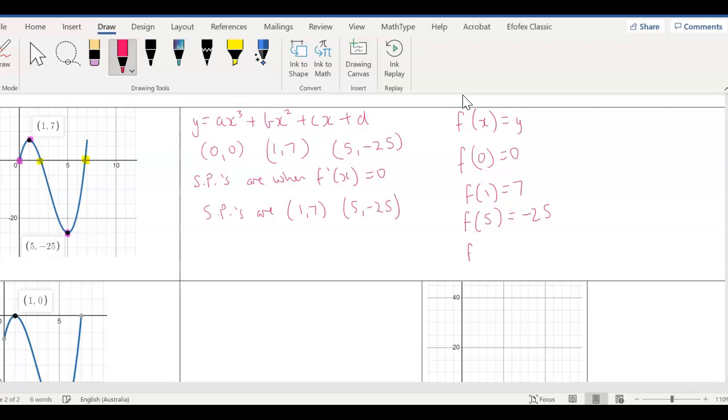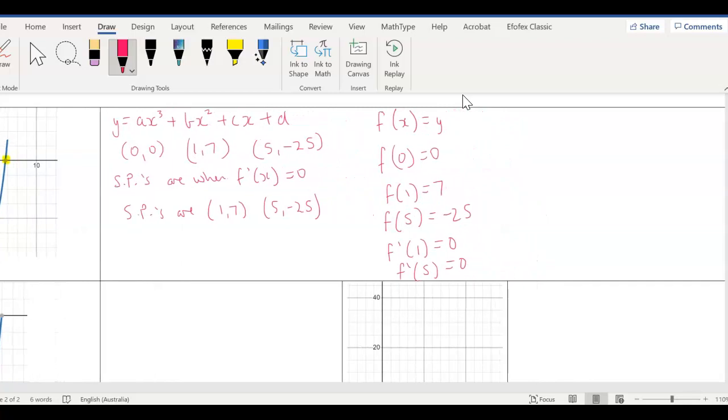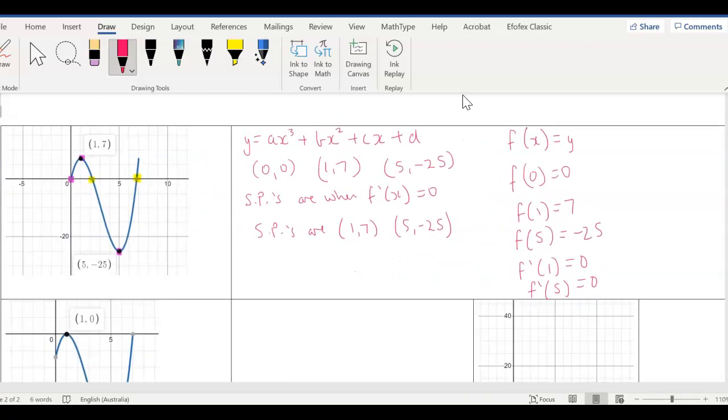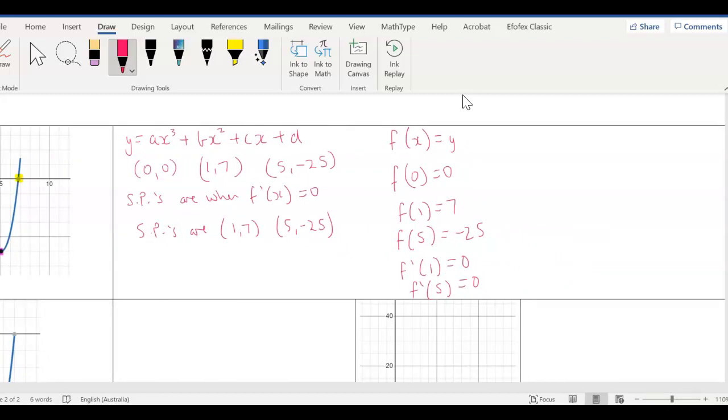Now for your derivative, f dash of 1, so when x equals 1, your gradient is 0, and when x is equal to 5, your gradient is equal to 0. For these stationary points, the y-coordinate doesn't matter. We don't need to know what the y-coordinate is when we're solving this. Sorry, talking and thinking at the same time doesn't always help. Now, there's our 5 equations, f of 0, f of 1, and so on.